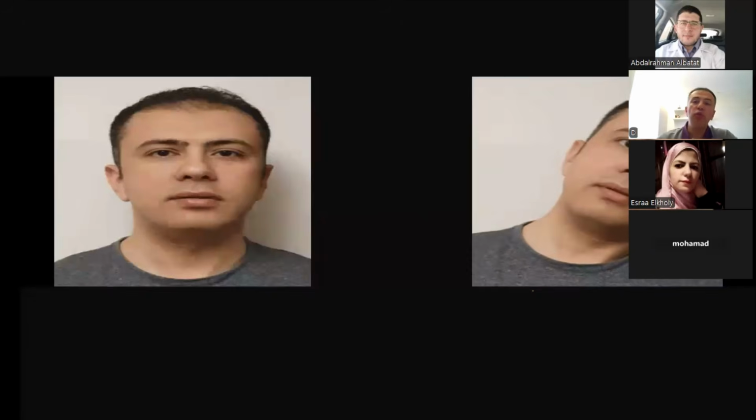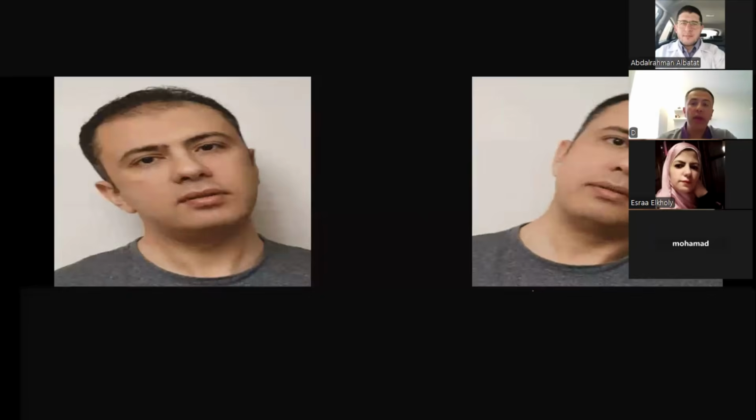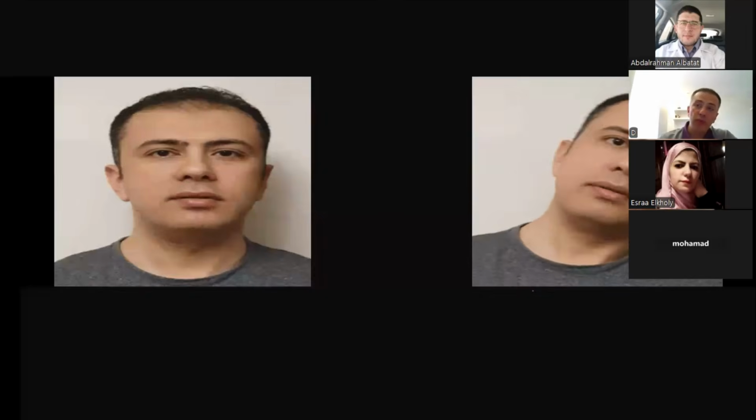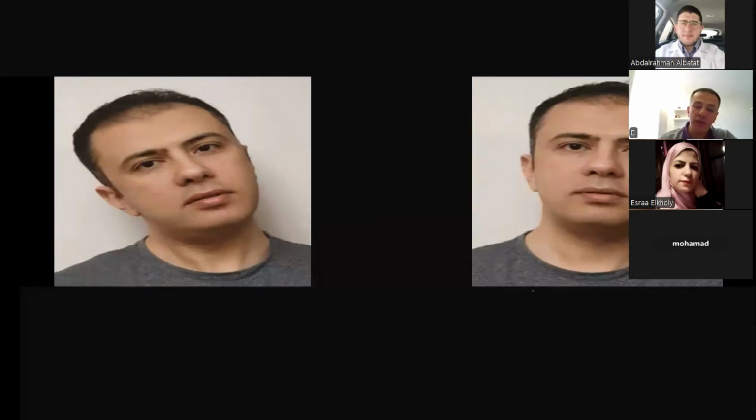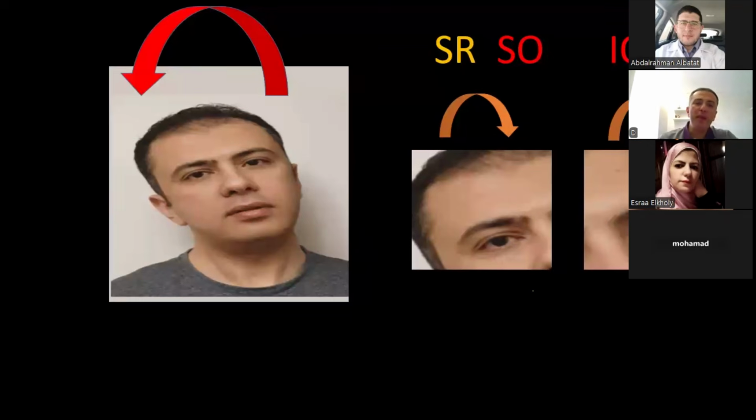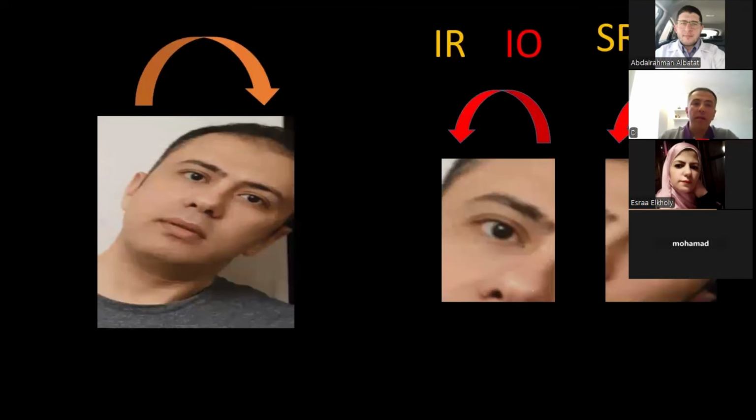Vice versa, if you went to the left head tilt, you will have the right eye rotating out, which is extorsion, and the left eye will be rotated in, which is intorsion. So if you tilted your head to the right, the right eye has to be intorted, and we have two intorters, superior rectus and superior oblique. And the left eye has to be extorted, and you have two extorters, the inferior oblique and the inferior rectus. The same if you tilted your head to the left side. The right one will be extorted by the inferior rectus and the inferior oblique, while the left eye will be intorted by the superior rectus and the superior oblique.